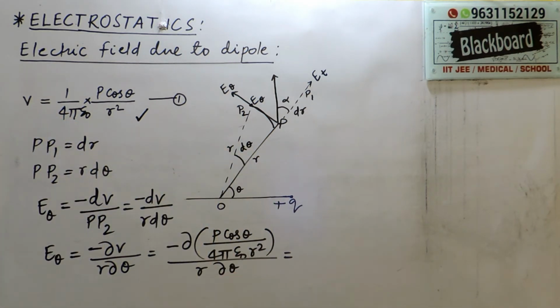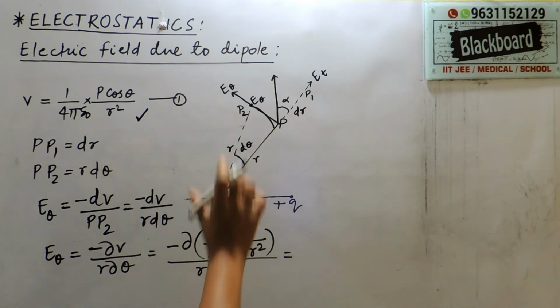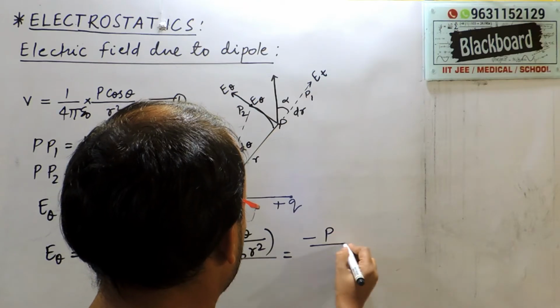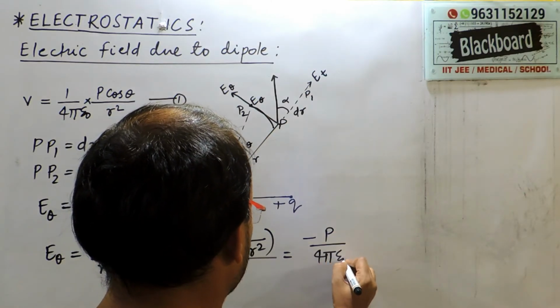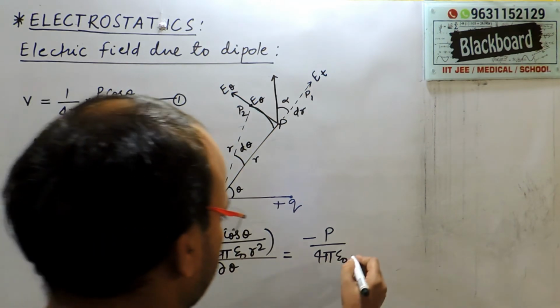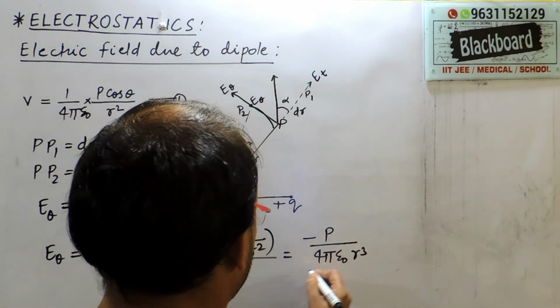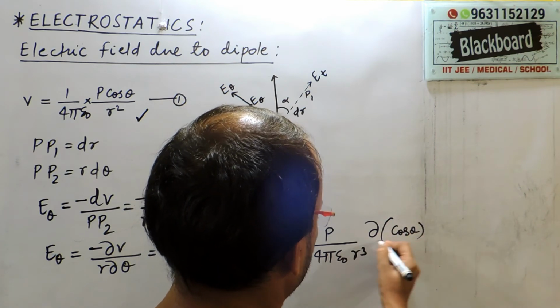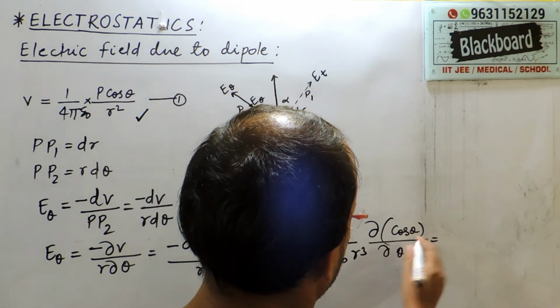In the transverse direction, r is fixed, r is constant, but theta is variable. So what we do is we keep the theta term aside for differentiation and take the rest outside. So the term that we get, we will write like this: P by 4 pi epsilon naught, and this is r cube, and this term is del cos theta by del theta.